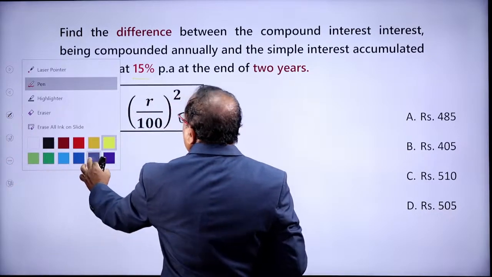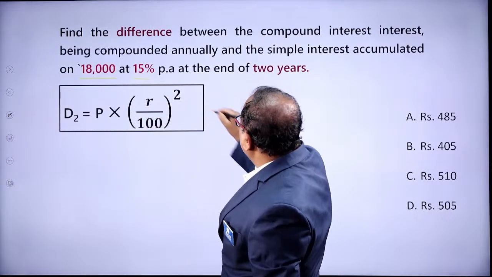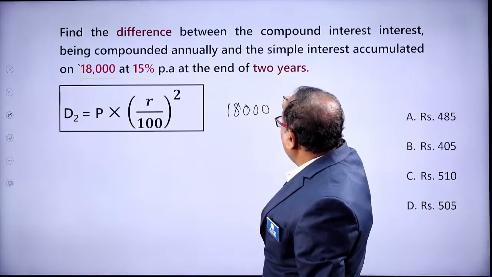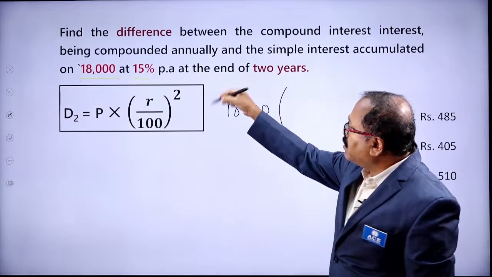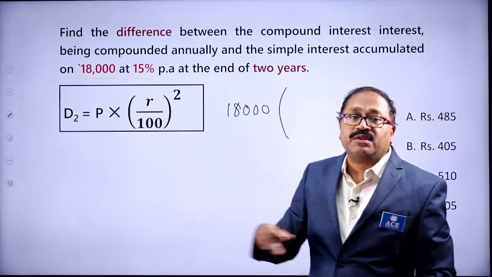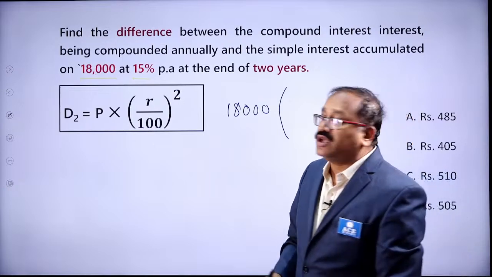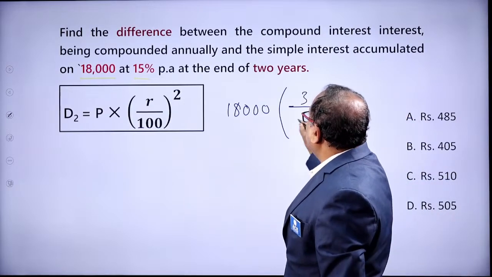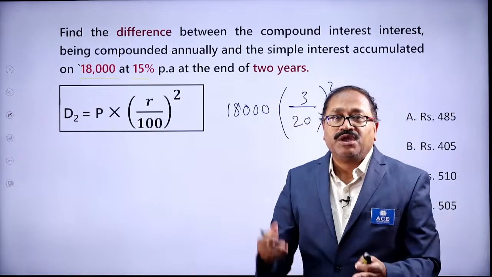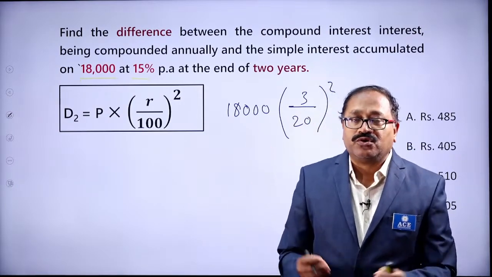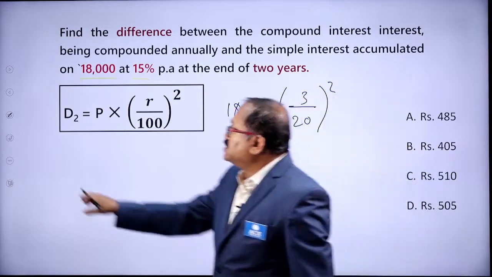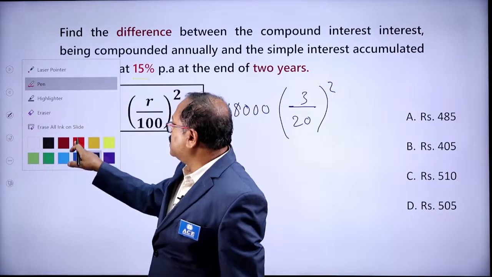Here it is simply application of the formula. So what is P? P is 18,000. So let's take this as 18,000 into R by 100, that is 15 by 100. And 15 by 100 is 3 by 20. So this is (3 by 20) to the whole power 2. That's all. P into (R by 100) to the whole power 2 will be the difference between simple and compound interest for 2 years. So let's cancel this part now and then you will get the answer here.